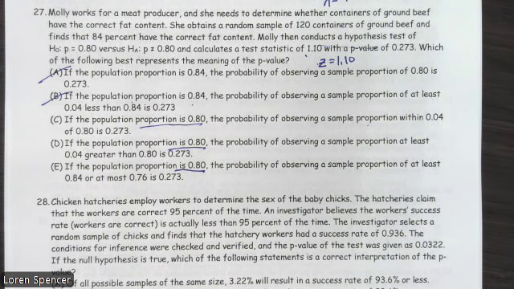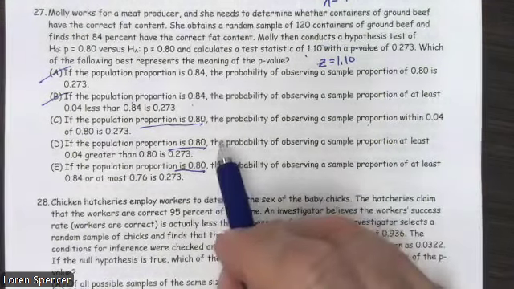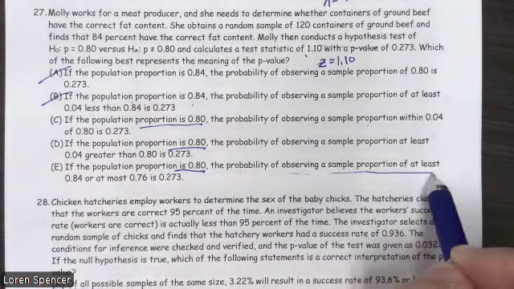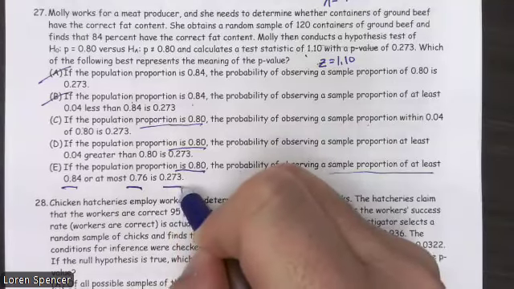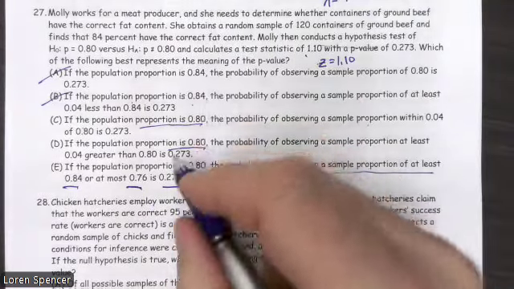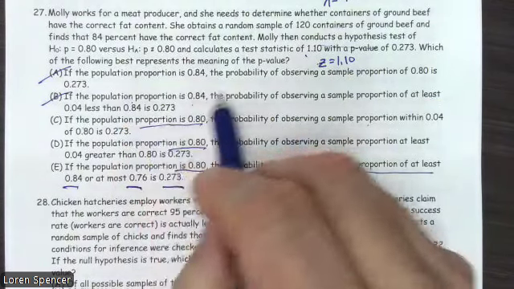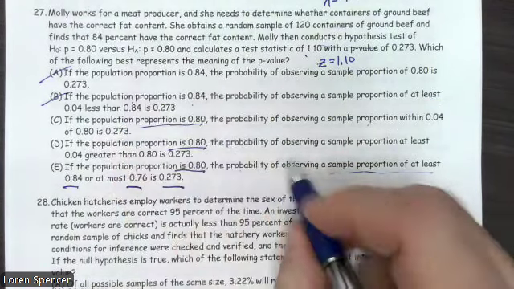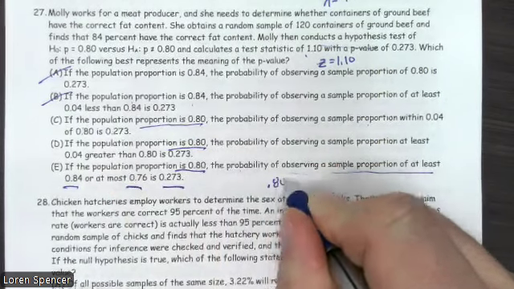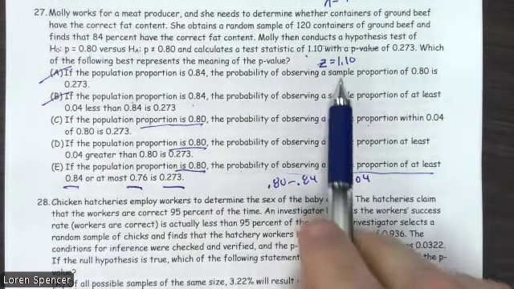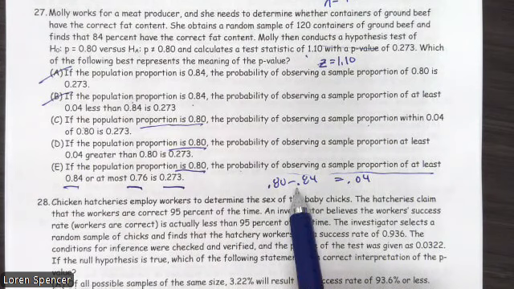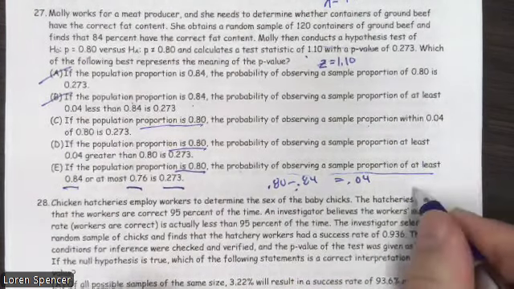The probability of getting a test statistic this extreme or more extreme given the null is true. So we've already addressed the given part. The probability of observing a sample proportion of at least 0.84 or at most 0.76 is 0.273. And because it was a not equal to, we had to use both. 0.80 minus the 0.84 tells me we can vary by 4%, but because it was not equal, it didn't have to be just above. It could have been below.